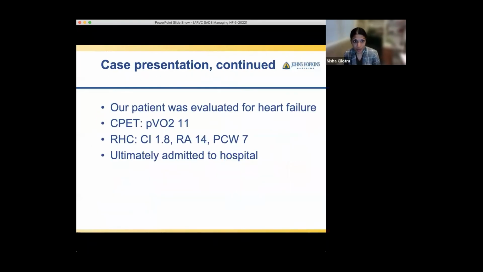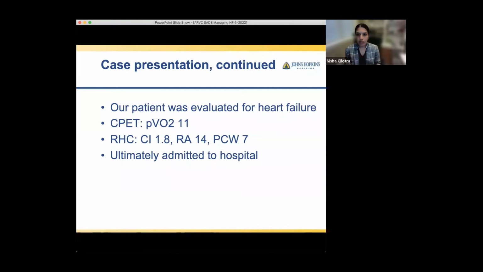So going back to our swimmer, she was evaluated for heart failure. She underwent the cardiopulmonary exercise test, which measured her oxygen efficiency. So that peak VO2 number was 11. And I'll just tell you, anything less than 14, we get concerned about. On the right heart catheterization, we measure that cardiac output. So the CI, the cardiac index here, is just its index to body surface area.